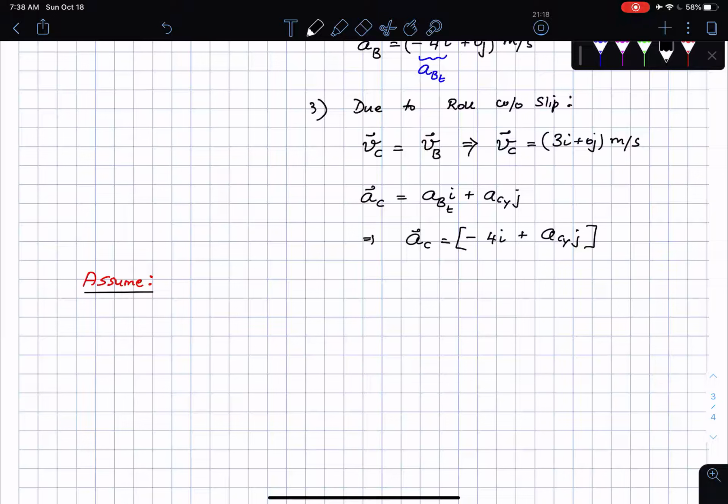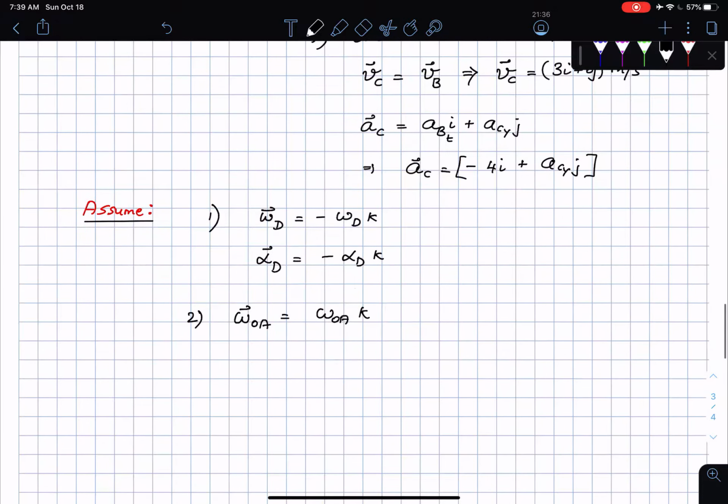All right, so I'm going to assume that omega of the disk is minus omega disk in the k direction. Alpha of the disk is minus alpha disk in the k direction, and I'm going to assume that omega of the bar is plus omega in the k, and that alpha is alpha in the k direction. These are all assumptions that I'm making. So I'm assuming the disk to be clockwise, and the bar is assumed counterclockwise.